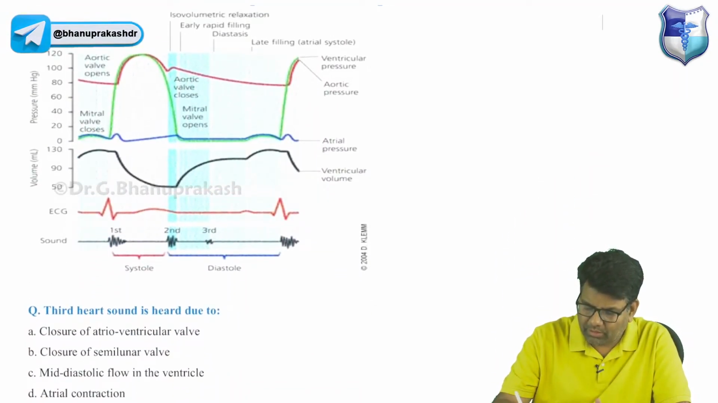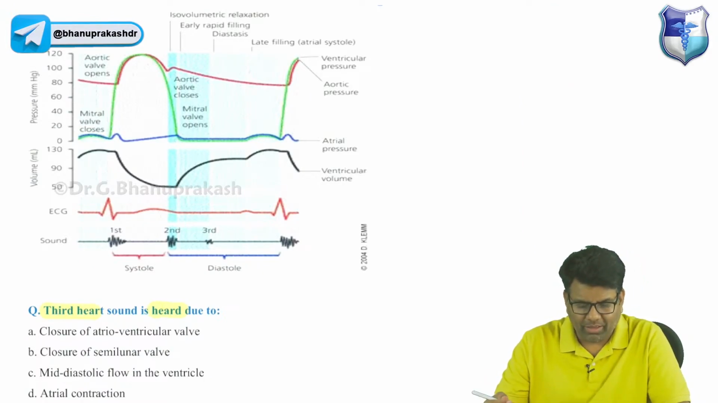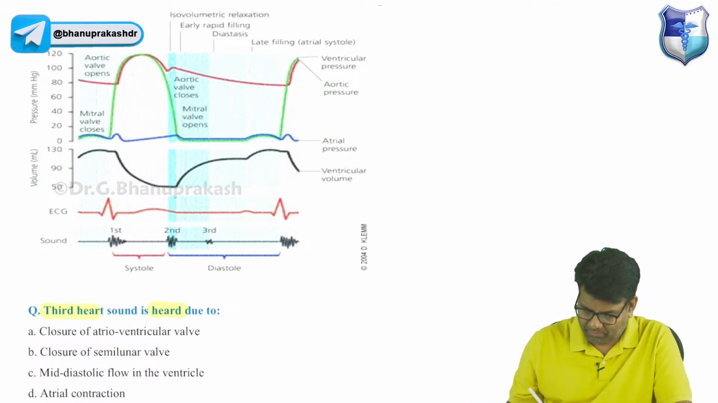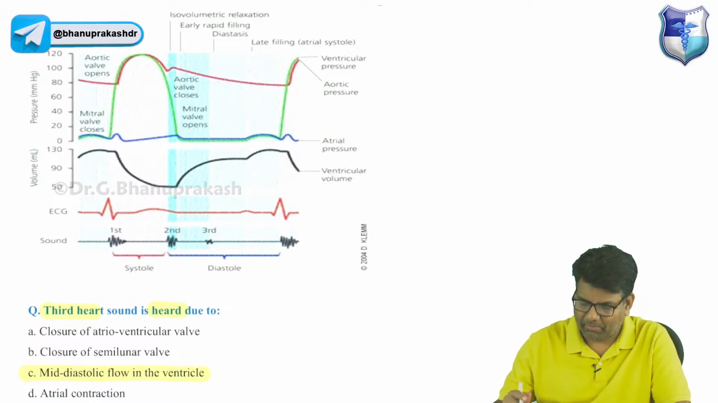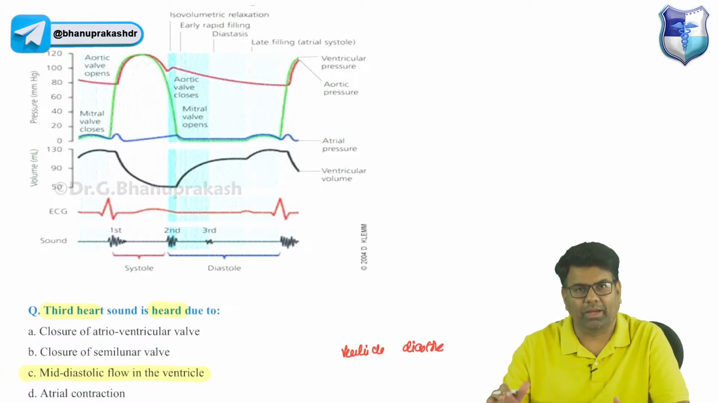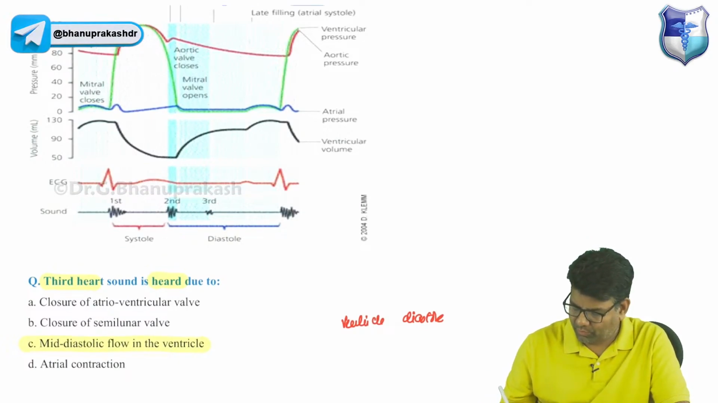Now, the third heart sound is heard because of... Yes, Raghu, Rinkesh, Nidhi. Yes, this is mid diastolic flow in the ventricle. Now, when the ventricle is in diastole, it will receive blood, right? It will receive blood, and there are two phases.